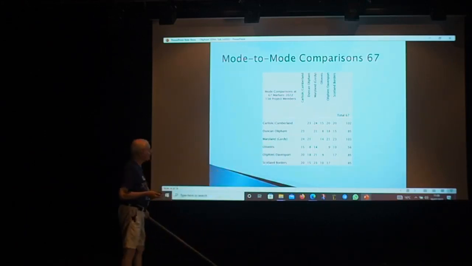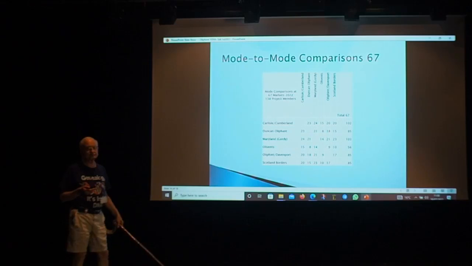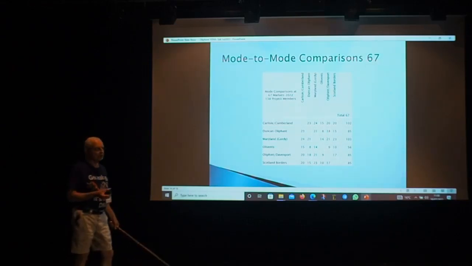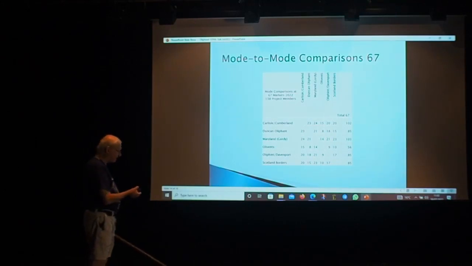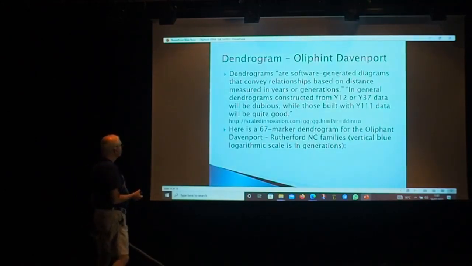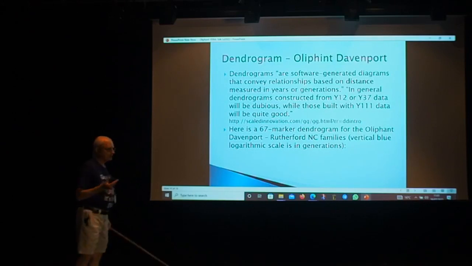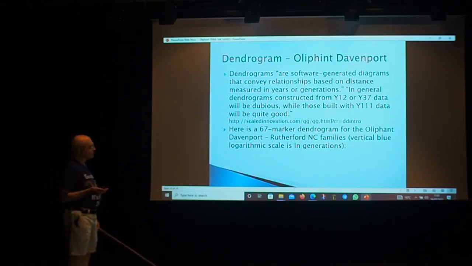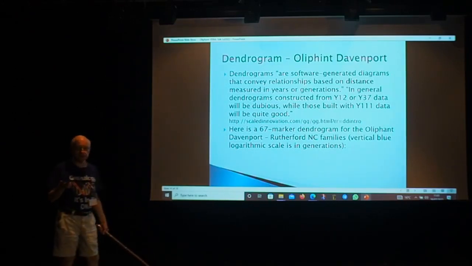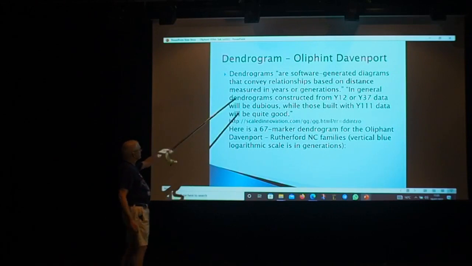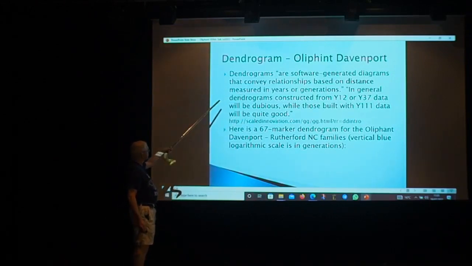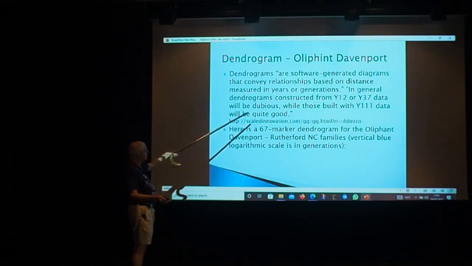Okay. But more recently, Brandt discovered a tool called the dendrogram that is much easier to use than what I was doing, and I think it provides more information. According to their website, these are software-generated diagrams that convey relationships based on distance measured either in years or generations.